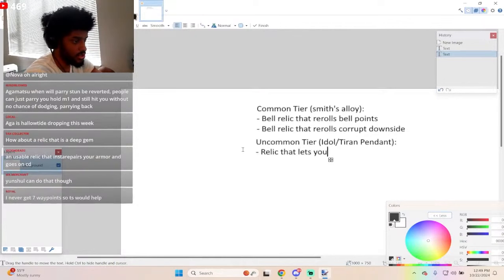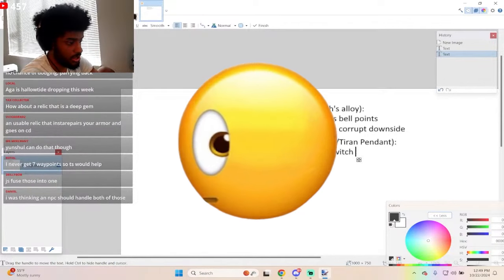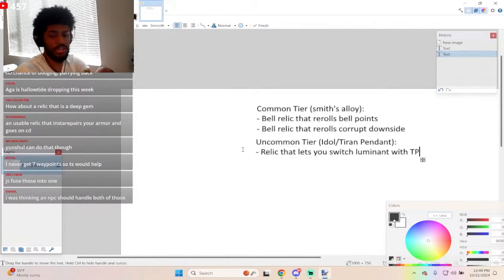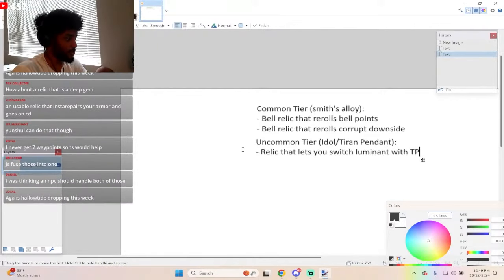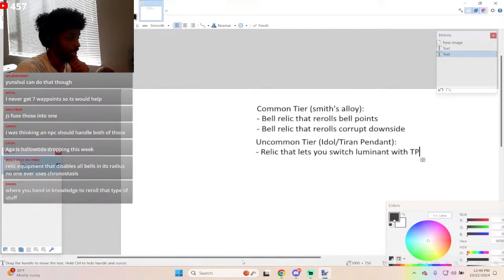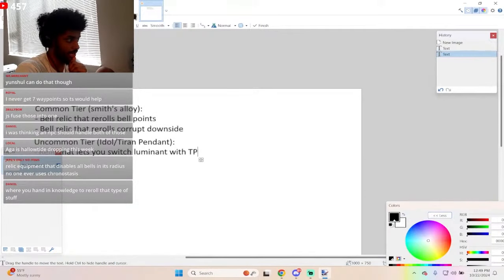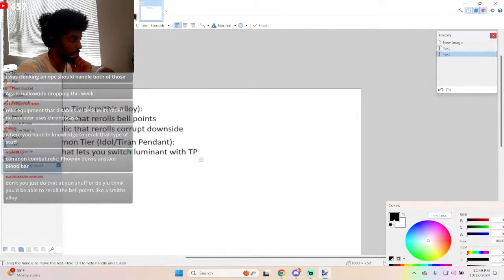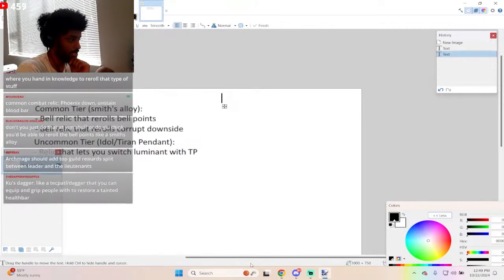Relic that lets you switch Luminant, easy. This already exists as a command in chat, but basically the idea is just to fuse those into one. True, actually, they could be the same one. Like you click it and it's the same thing, where you can pick what you want. Yeah, it could be that, because out of your shul is basically like that. I'm not gonna lie, they could be one. Or are there two options? That's actually a good idea.